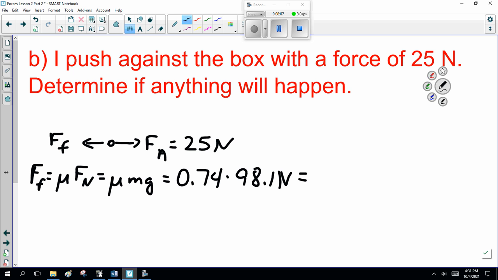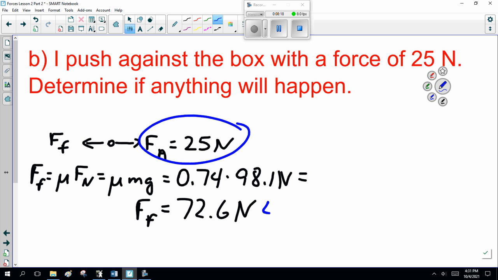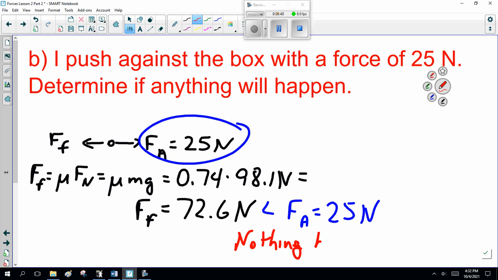So the amount of friction, or force of friction, is 72.6 newtons, which is less than the force applied, 25 newtons. So what's going to happen? The maximum force of friction is 72.6 newtons, which is more than the force applied, which means nothing's going to happen. Nothing happens. All right? I got to put more oomph into it.